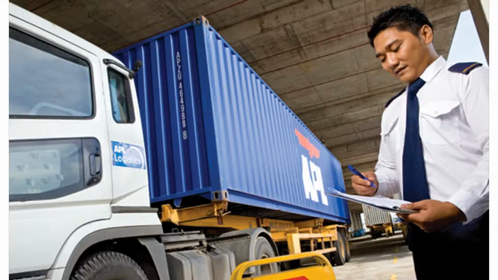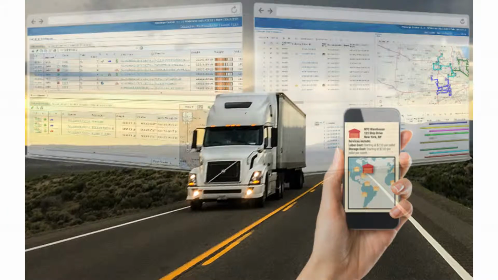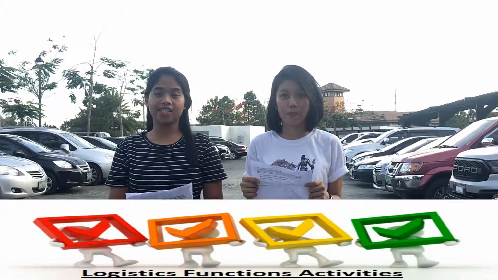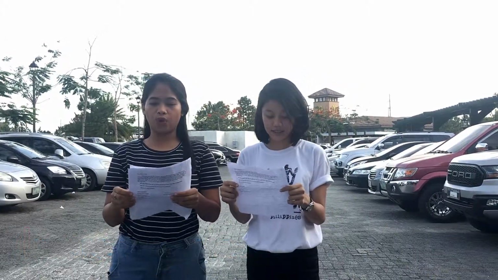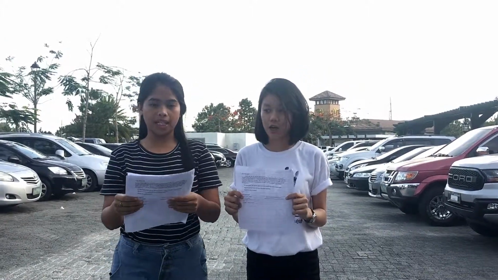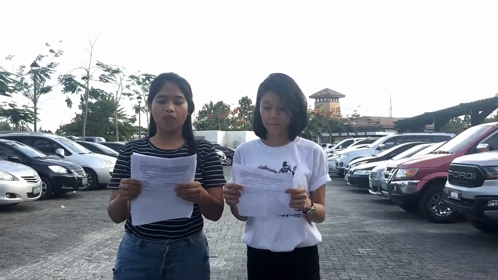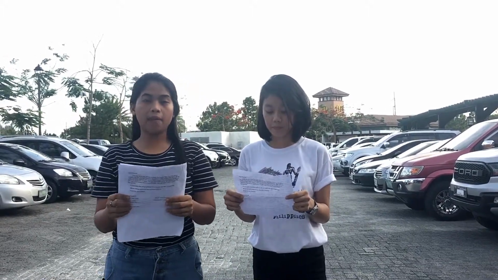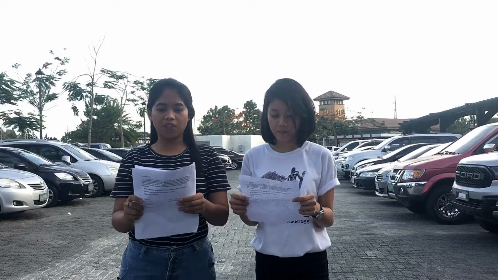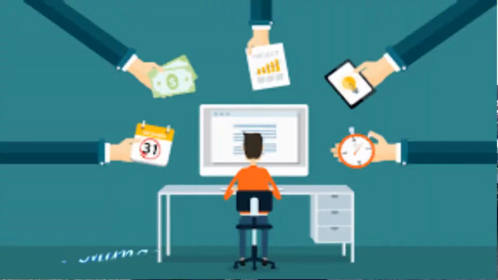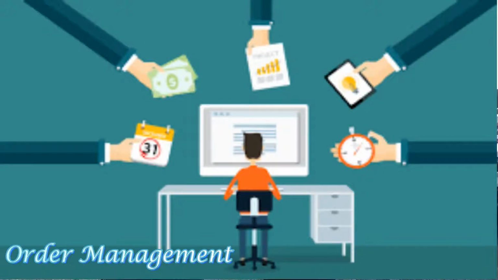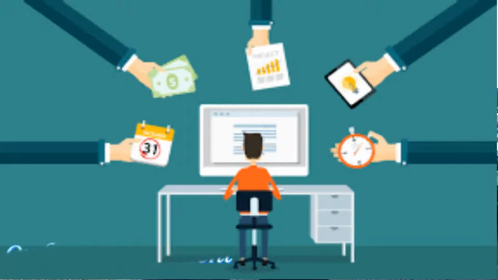techniques. And here are Nicole and Hazel reporting logistic activities. We are here to discuss the logistic functions and activities. Logistics is the process of movement of goods across the supply chain of a company. This process consists of functions that have to be properly managed to bring effectiveness and efficiency to the supply chain of the company. So the first activity of logistics is order management. It's an important task in logistic operations.